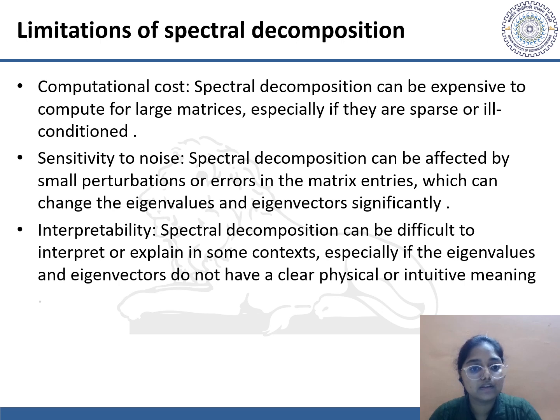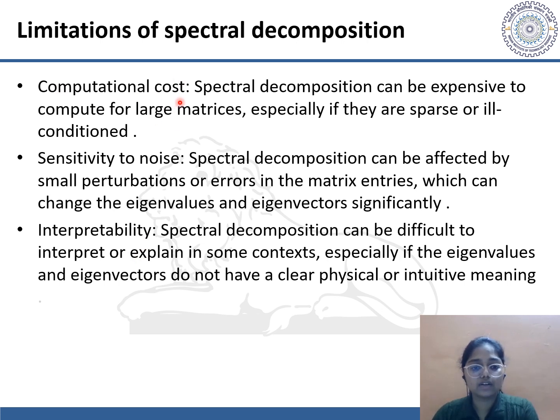And here are the limitations of spectral decomposition. We've already talked about a few of the limitations, and the main limitation of spectral decomposition is that it's not applicable to all matrices. It only helps us decompose square symmetric matrices, so it does not tell us about rectangular matrices. Other limitations include computational cost, sensitivity to noise, and interpretability.